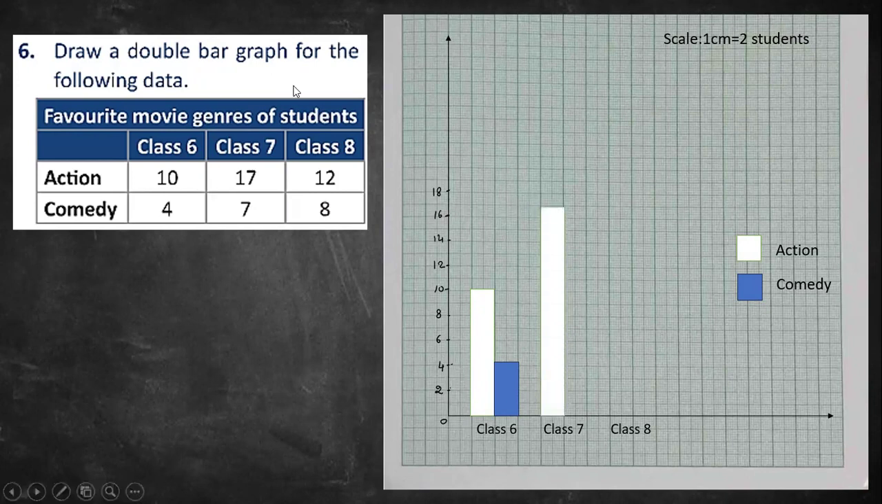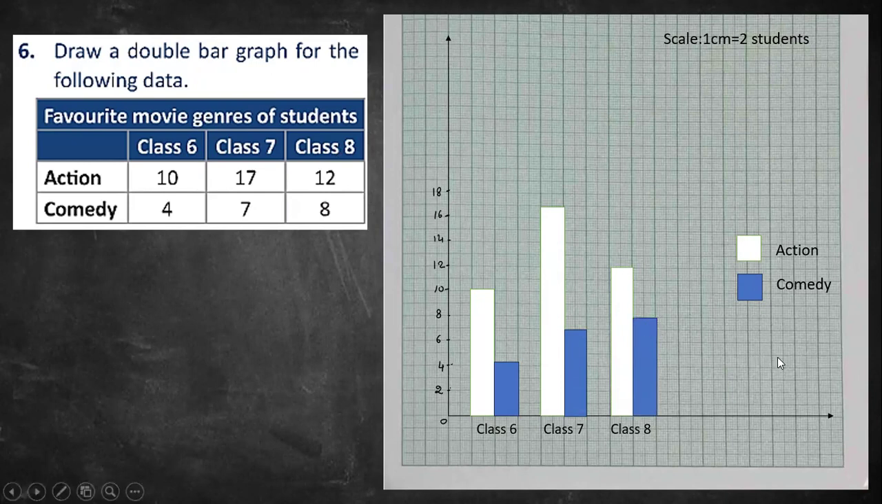Yes, 17. Now comedy 7. 7 will come between 6 and 8, so it will come nearby here. Now next for class 8, action 12. 12 will come here. And now comedy 8. So like this we have drawn.